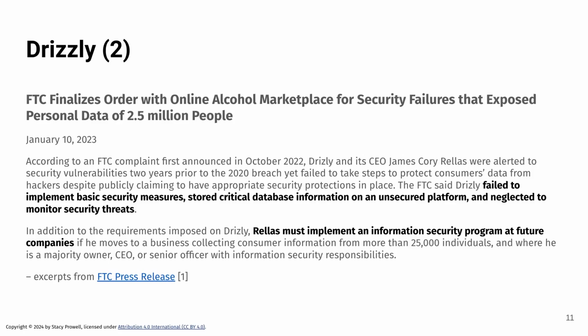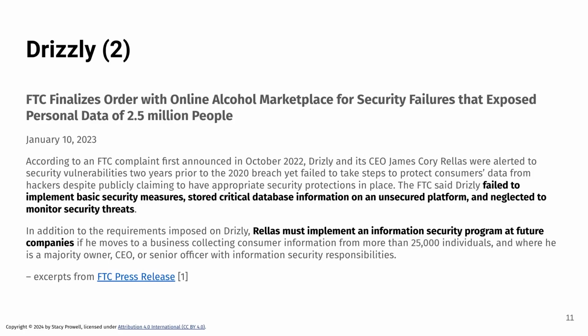So in 2023, the U.S. Federal Trade Commission finalized their order with Drizzly because they found that Drizzly failed to implement basic security measures, stored critical database information on an unsecured platform, and neglected to monitor security threats. Remember that administrative, physical, technical security? Yeah, they didn't do any of that. They said they did, and that's where the problem comes up.